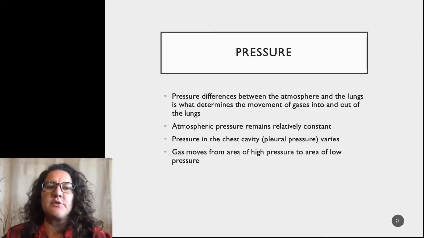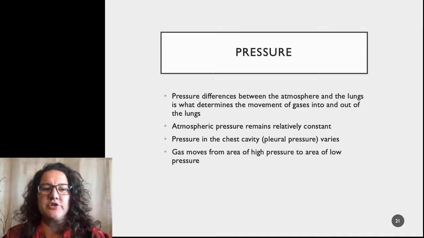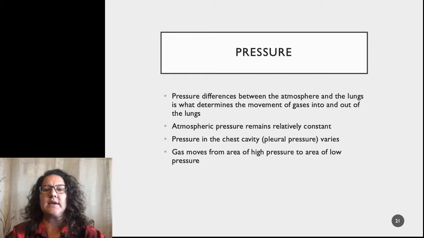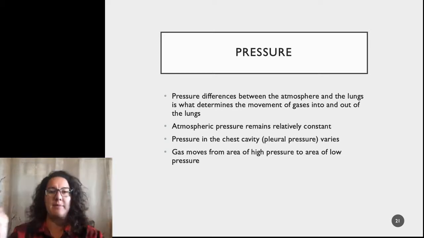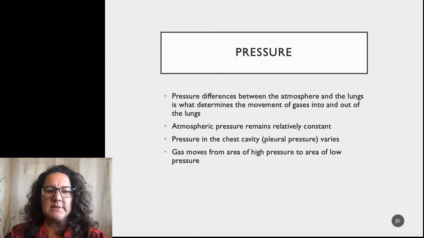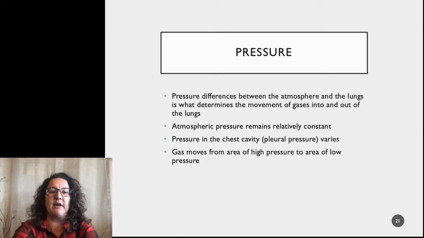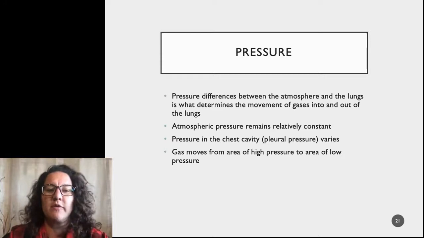So when we're looking at a respiratory system, we want to look at the pressure difference between the inside of our lungs and the outside of our lungs. And this is what determines whether gases are going to flow in or out of the lungs. So in general, the atmospheric pressure remains relatively constant, but the pressure inside our chest cavity varies. So gas in general is going to move from an area of high pressure to an area of low pressure.